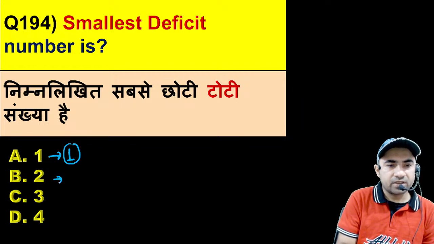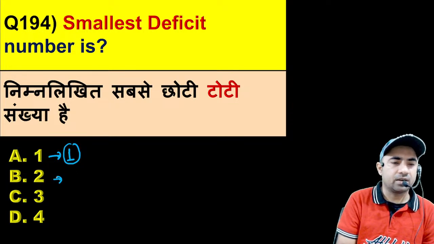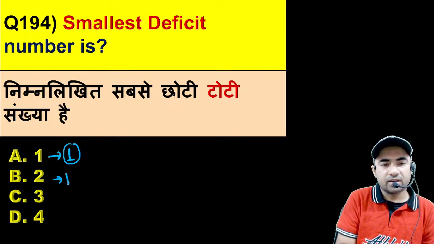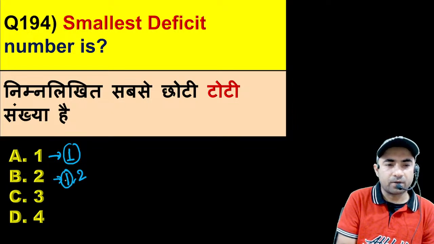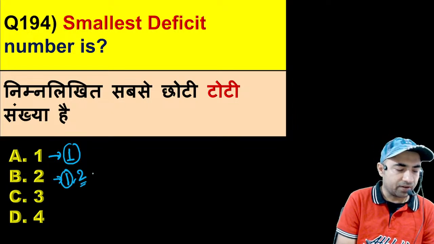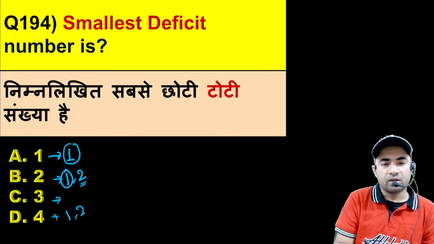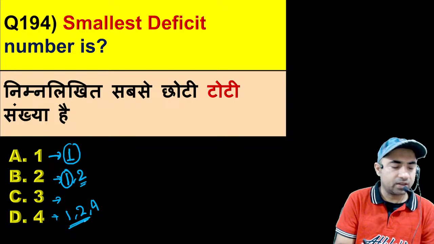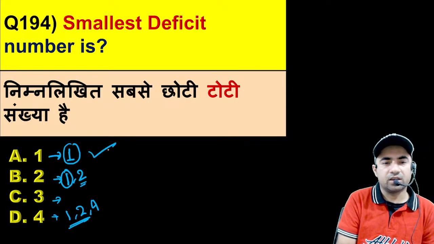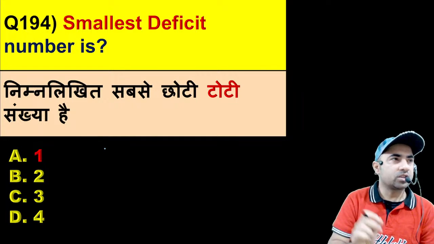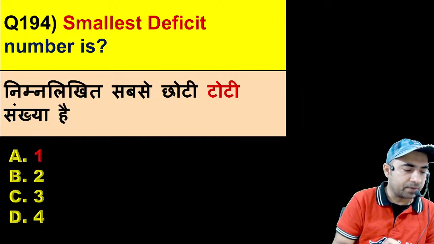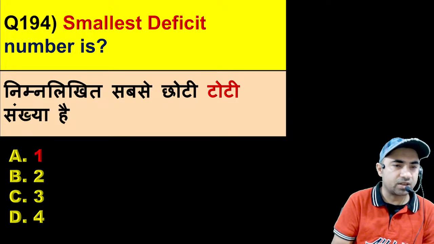2 is also a deficit number because every prime number is a deficit number. 2 has only two factors, 1 and 2, and this 1 is the proper factor and the number itself is the improper factor. So the sum of proper factors of 2 is also 1. 3 is also a prime number, and I have already told you that all prime numbers are deficit numbers. And this 4 is also a deficit number. 1, 2 and 4, the sum of proper factors is only 3. So here the smallest is 1. Next question. So the smallest perfect number is 6, the smallest abundant number is 12, and the smallest deficit number is 1.